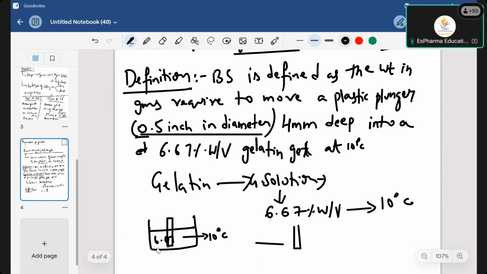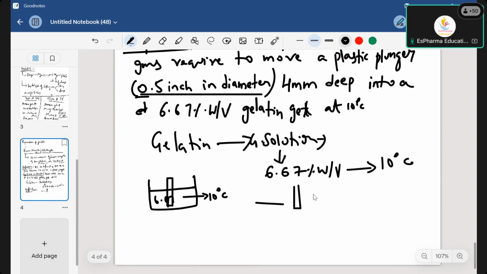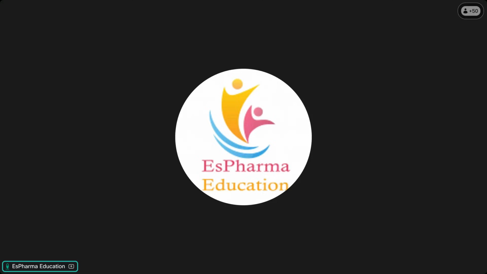Let's look into this gelatin solution. You are moving a plastic plunger having a diameter of 0.5 inches to a depth of 4 mm. How many grams of weight is required to move that? It is called bloom strength. A moment, I'll show you how the process occurs.